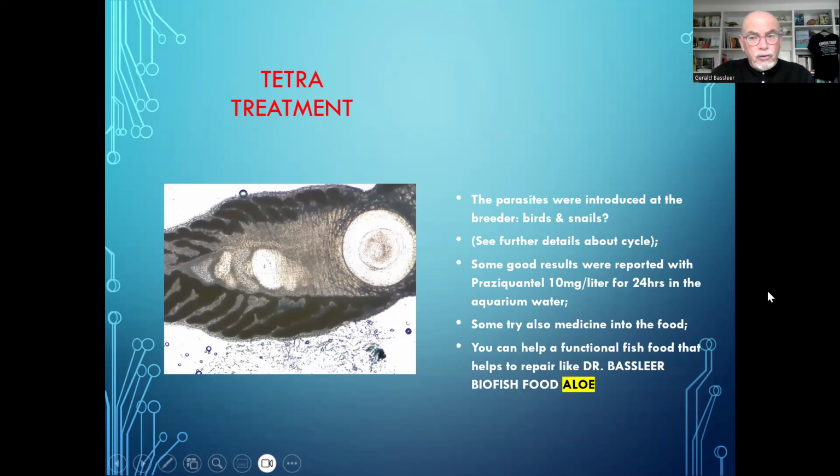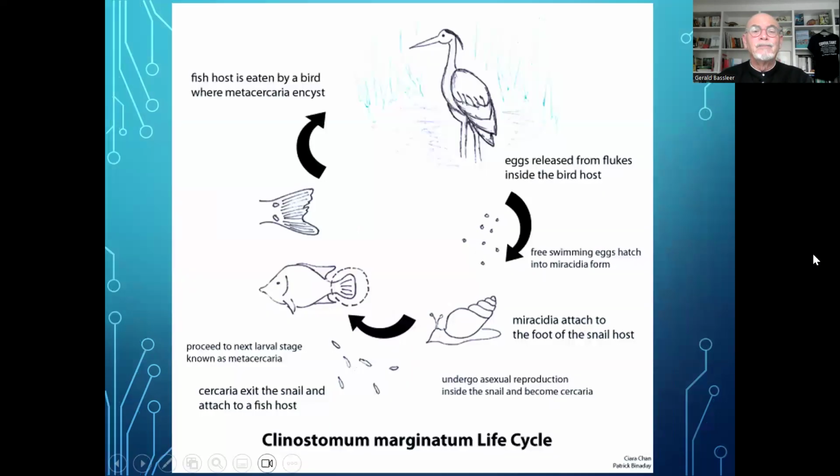You can help with a functional fish food that helps the repair of the fish. And I would recommend Dr. Bassleer Biofish Food Aloe Vera. That helps in the repair of the skin.